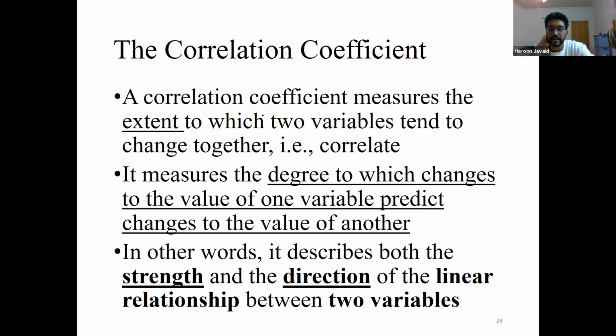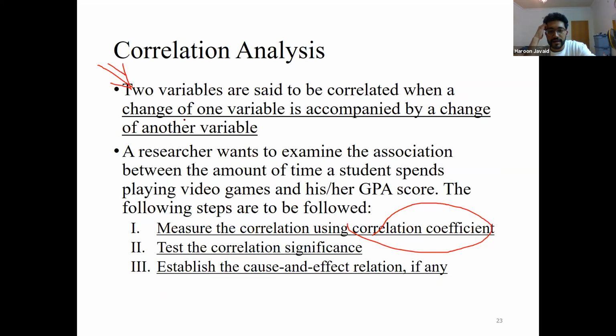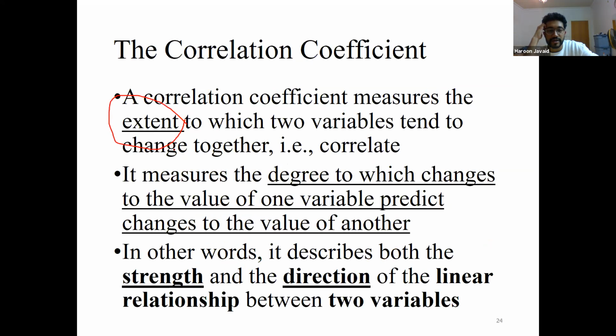The correlation coefficient measures the extent to which the two tend to change or correlate. So you see, extent is basically the degree of correlation, and this is why we're using the correlation coefficient. It measures the degree to which changes to the value of one variable predict changes to the value of another. So you see, they're using the word predict over here. They are not using anything similar to cause and effect or results in. It's just predicts, because we're just predicting.